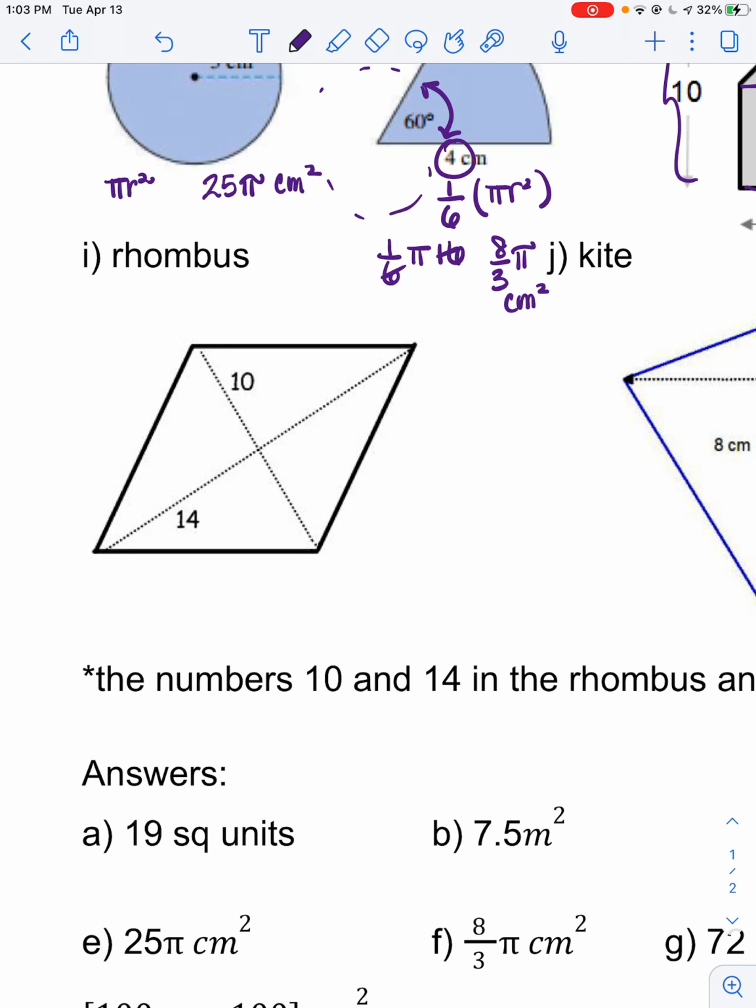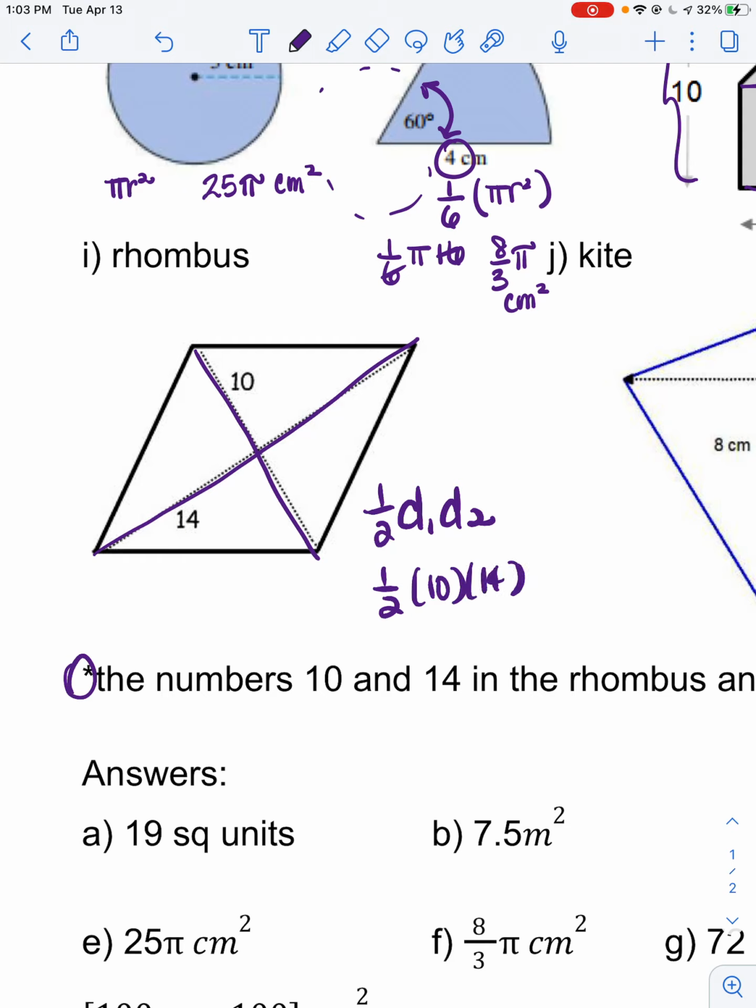How about a rhombus? Well, you can treat a rhombus like a parallelogram, but you can also treat it as its own thing, which is 1/2 d1 d2. The note that I have below this says that the numbers 10 and 14 and 6 and 8 in the kite refer to the entire diagonal. So that means that this 10 is the entire diagonal, and this 14 the entire diagonal as well. So the area formula for a rhombus using the diagonals is 1/2 d1 d2, or 1/2 times 10 times 14, or 5 times 14, which is where I got 70 square units.